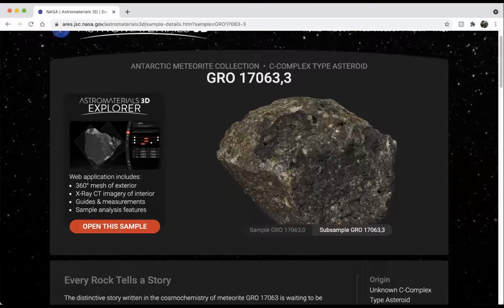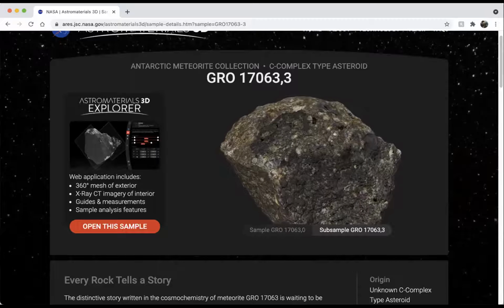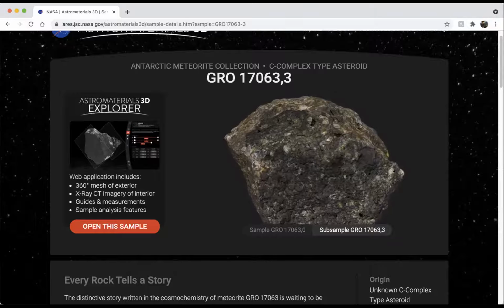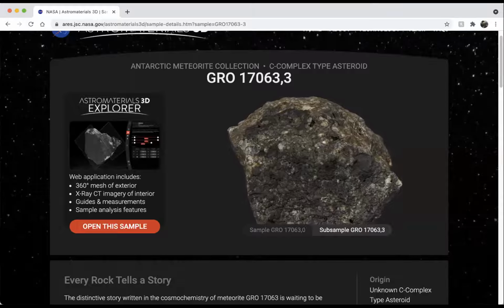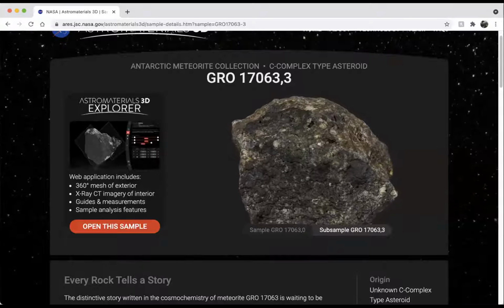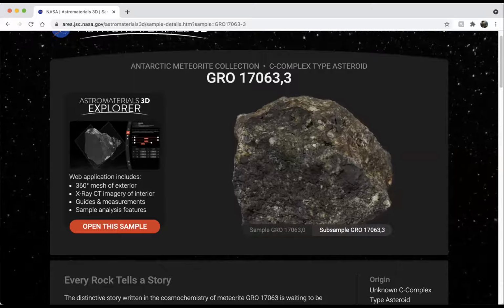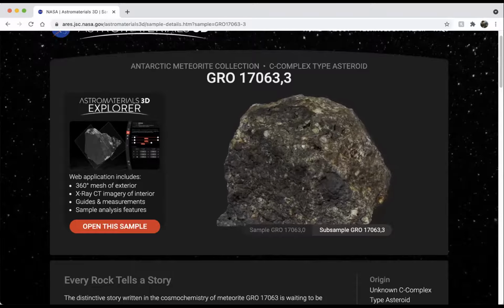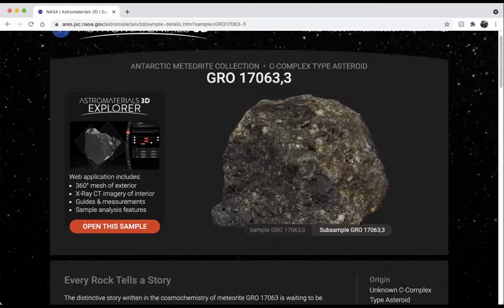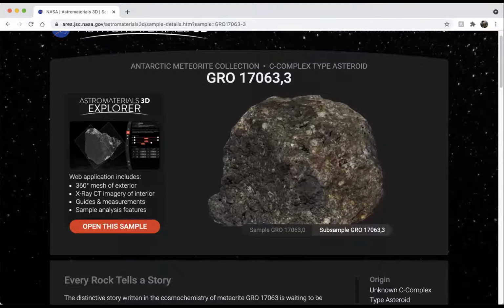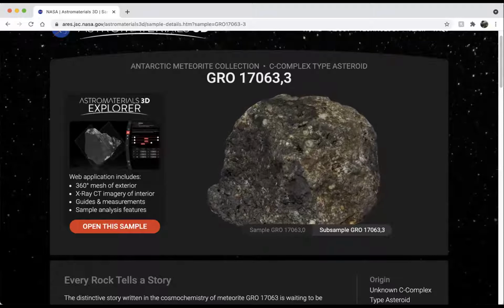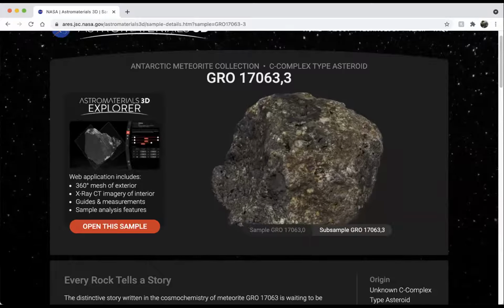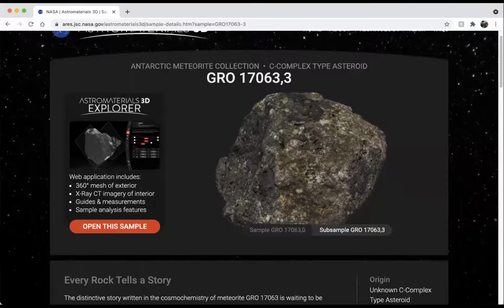The distinctive story written in the cosmochemistry of meteorite GRO 17063 is waiting to be discovered. It was found in Antarctica by the ANSMET team during the 2017 expedition and is newly available for the research community for study. What we do know about this rock's story comes from its initial classification analysis, which found that it is a type of meteorite known as a CR2 chondrite, indicating that it is an ancient meteorite whose formation story is perhaps the most wondrous of all meteorites.